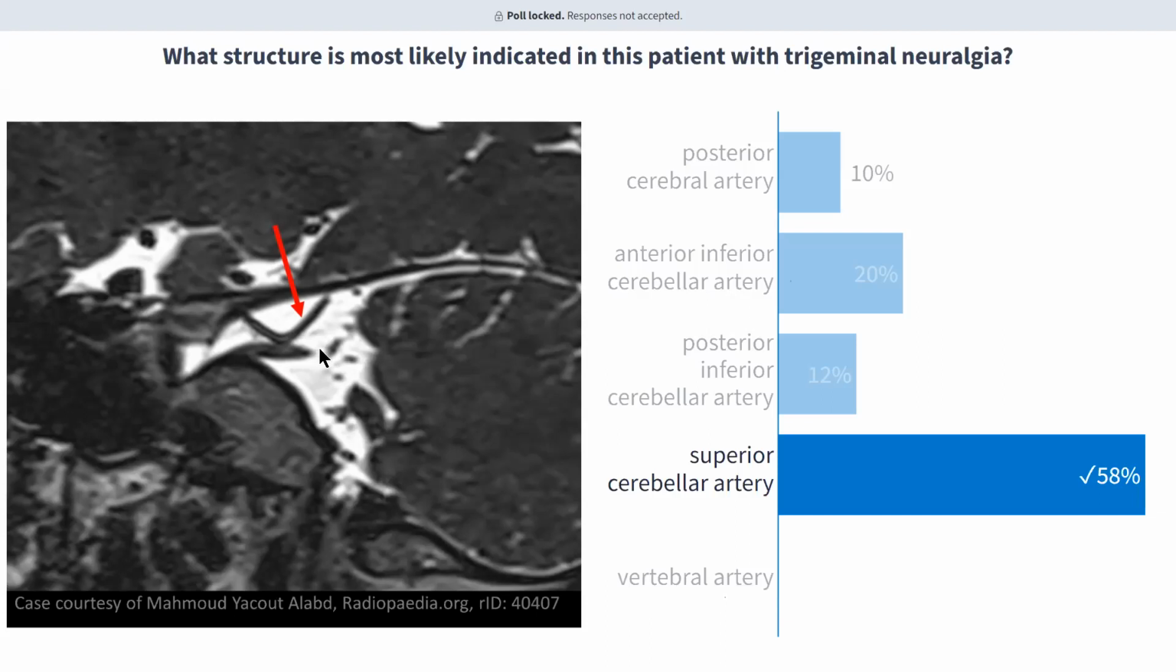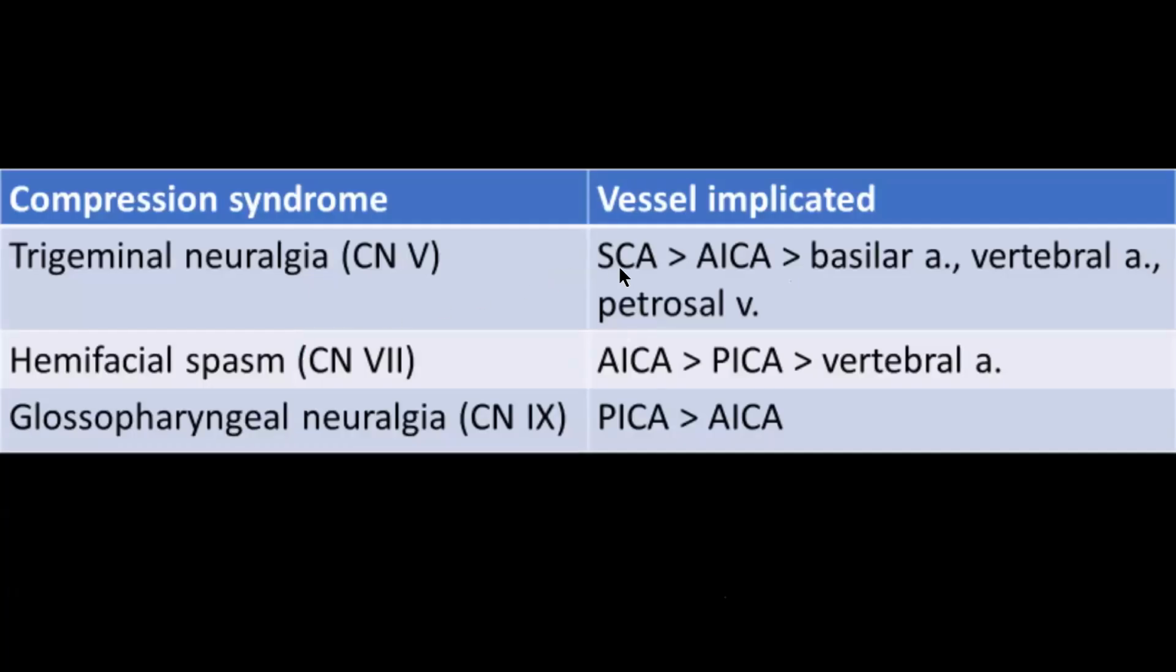Occasionally, other arteries will be implicated. AICA rises from the proximal basilar artery and may loop upward and abut the trigeminal nerve. PICA and vertebral are all farther away and only rarely, if very tortuous and elongated, will affect the trigeminal nerve. So the most likely vessel implicated in trigeminal neuralgia is the SCA, followed by the AICA, followed by basilar artery, vertebral artery, and sometimes the petrosal vein.